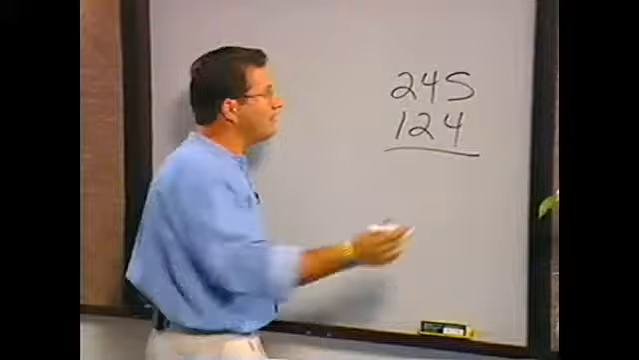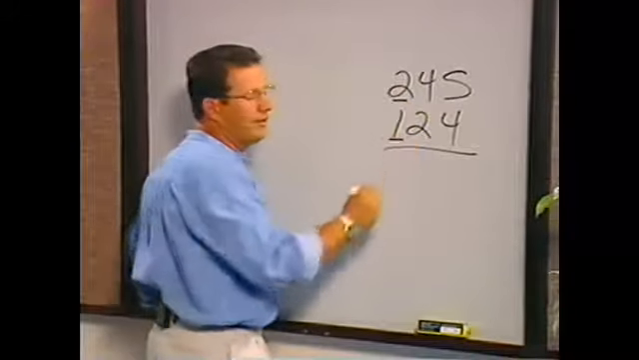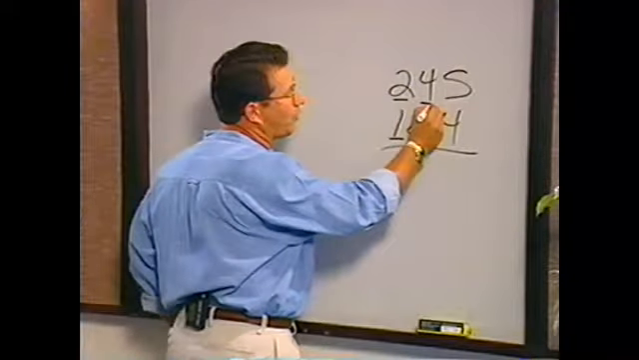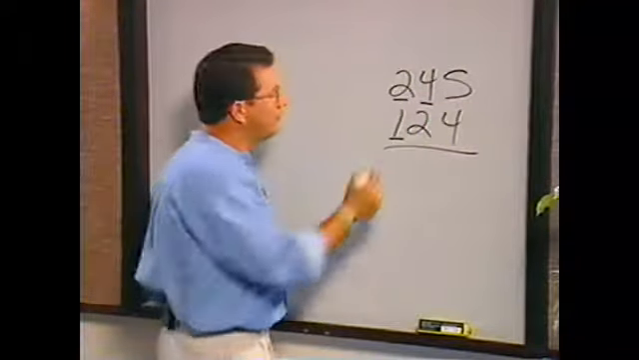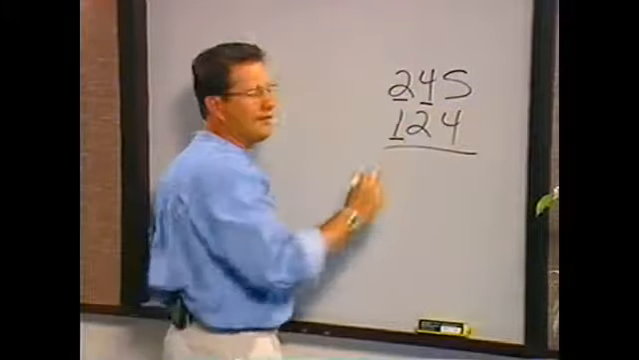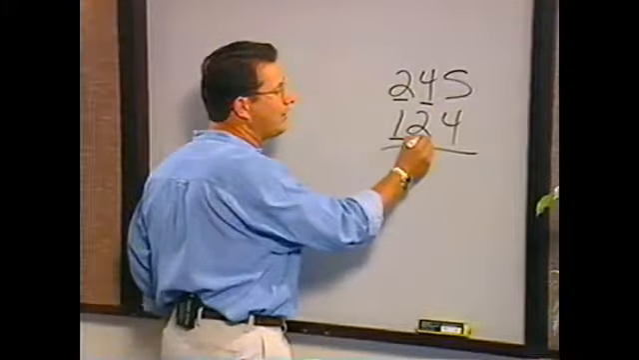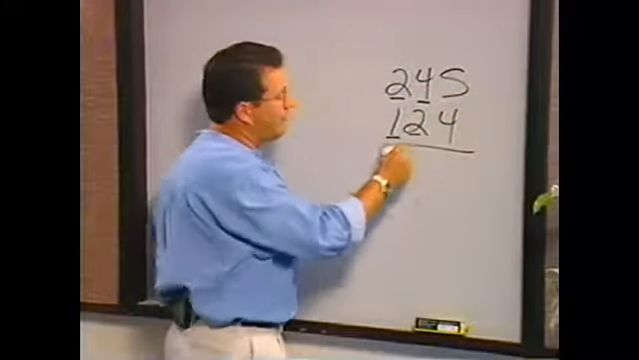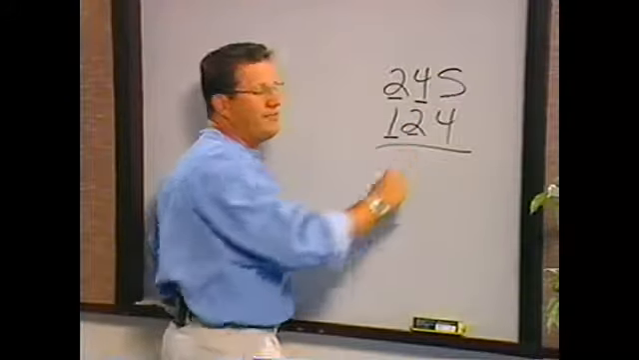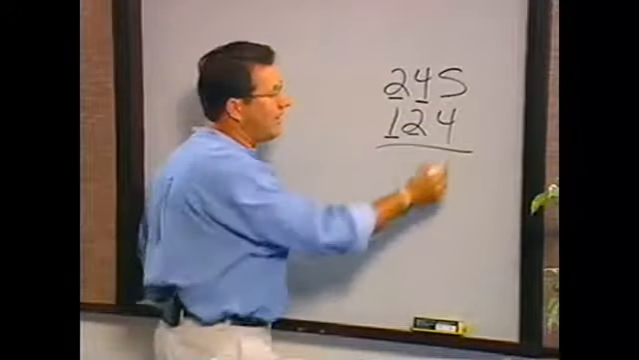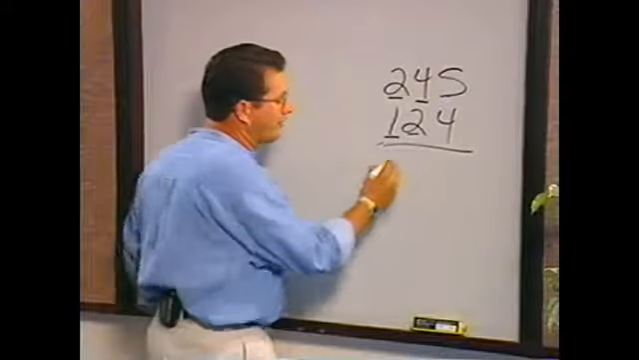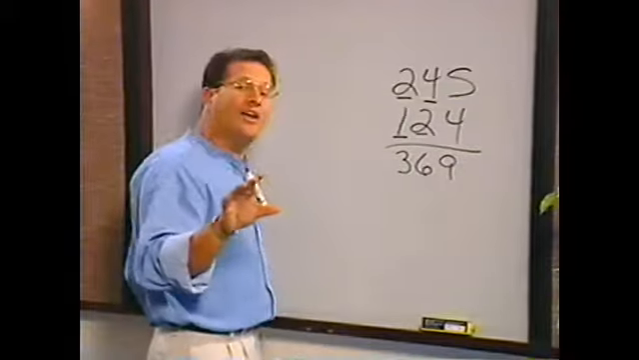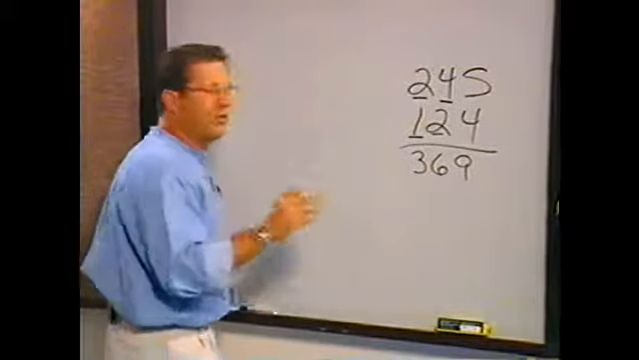Remember, we started on the left. We did 200 plus 100, and that gives us 300. And then we go to the next column. That 4 is 4 tens, or 40. So what's 300 plus 40? 340. Add 20 more to that. You should get 360. And then the next column, 360 plus 5 is 365. And add 4 more, and that'll give us an answer of 369.